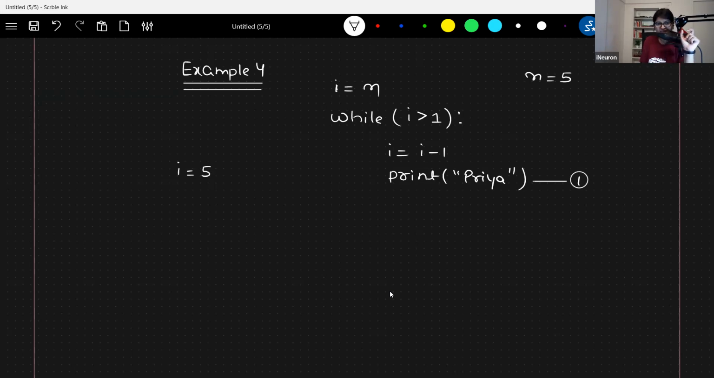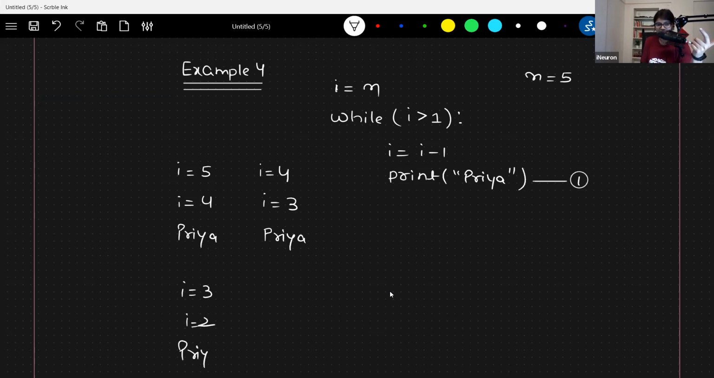So you go internally, I value will be 5 minus 1, 4, and you are printing the name Priya. Now your value of I will become 4. Condition is satisfied. It goes internally, I value will become 3, and again Priya will get printed. Again, 3 is greater than 1. Condition is satisfied. I will become 2, and Priya will get printed.